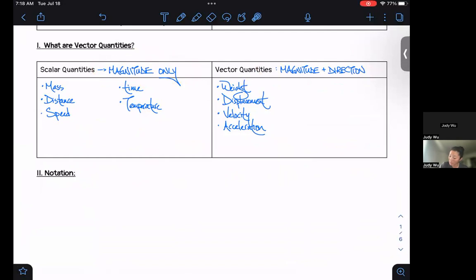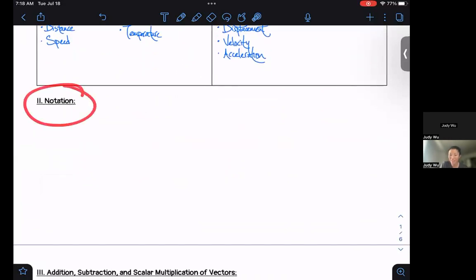Now, we're going to spend this section talking about vector quantities, so the idea of things having a magnitude and a direction. But before we do that, let's talk a little bit about the notation. So what is it going to look like when we write these or when we read them?